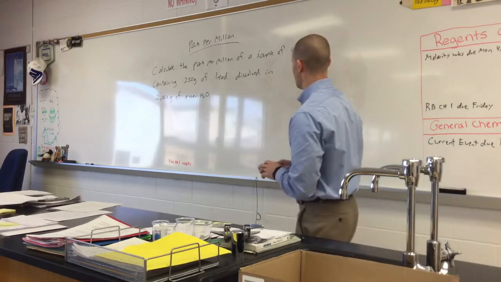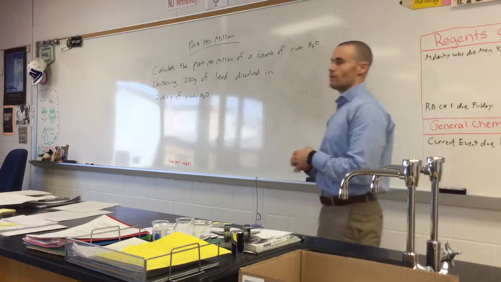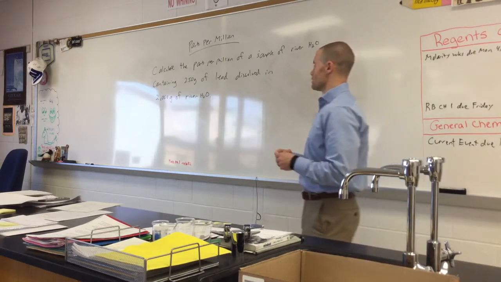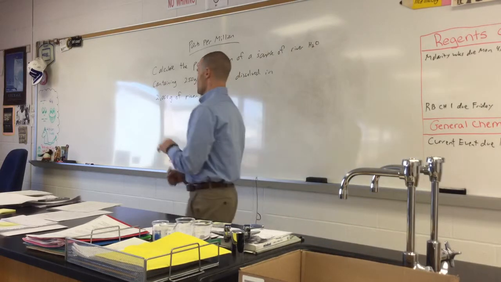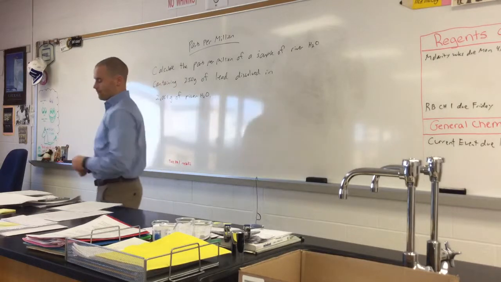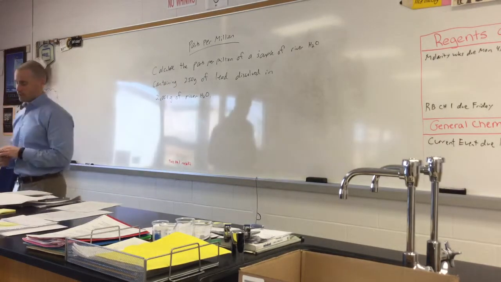Calculate the parts per million of a sample of river water containing 250 grams of lead dissolved in 2,000 grams of river water. So you set it up as you're working. I'm going to keep talking here.